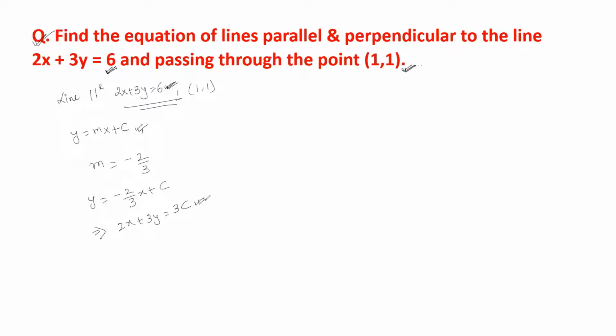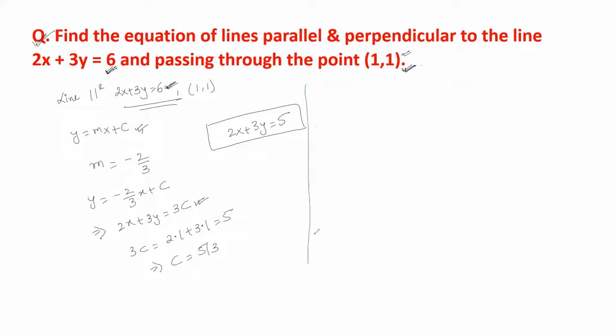Now, this is that line which is parallel to 2x plus 3y equal to 6 and passing through the point 1, 1. So this point 1, 1 would be satisfying this line. So if we simply use the value of x to be 1 and y to be 1, in that case, 3c would be equal to 2 into 1 plus 3 into 1, which would be 5. So c would be equal to 5 by 3. So the equation of the line would be simply 2x plus 3y would be equal to 3c, which would be 3 into 5 by 3, that is 5.